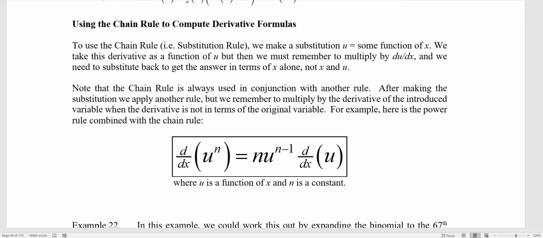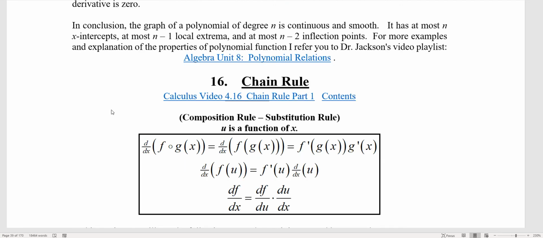In this video, we're going to continue our work with the chain rule. And so we're going to use the chain rule to compute some derivative formulas. First, remember our statement of the chain rule, which we proved and applied in a few real-world examples in the earlier videos.